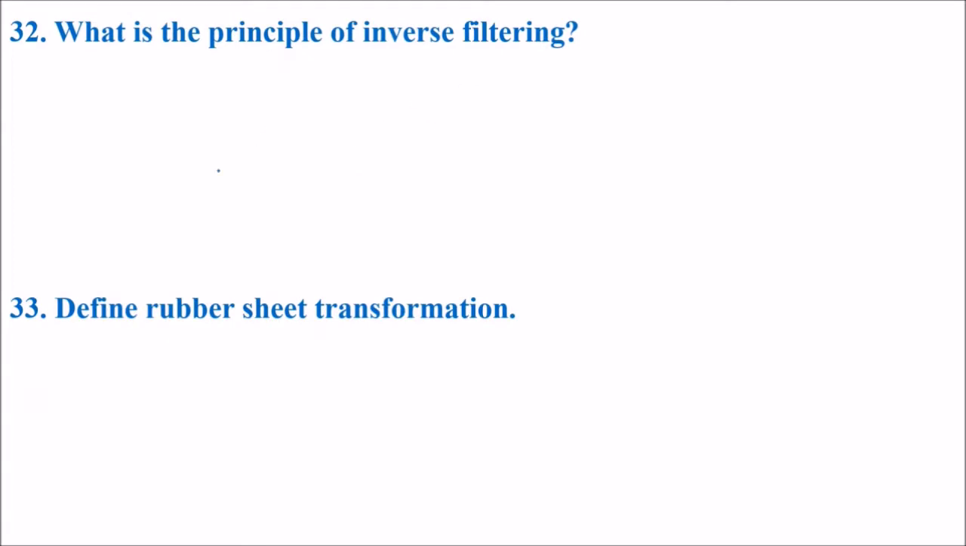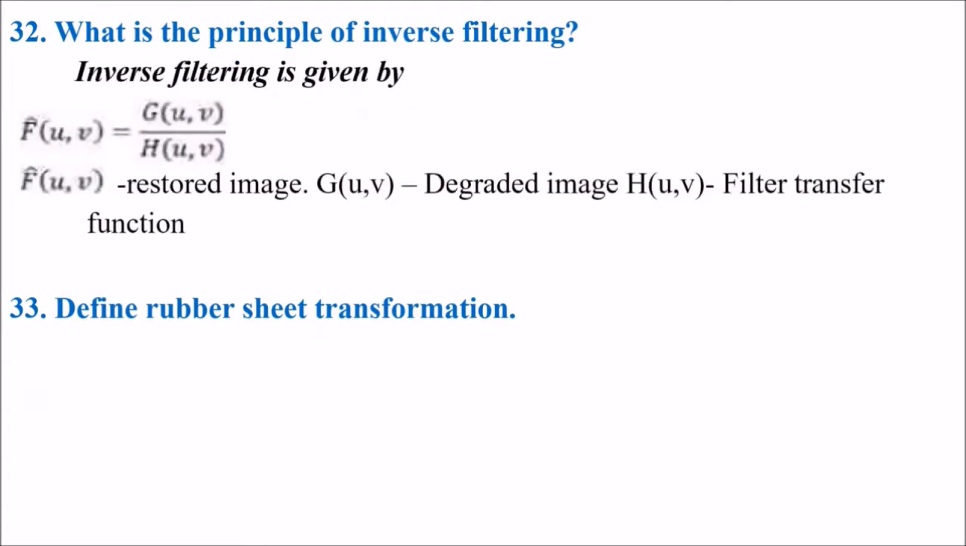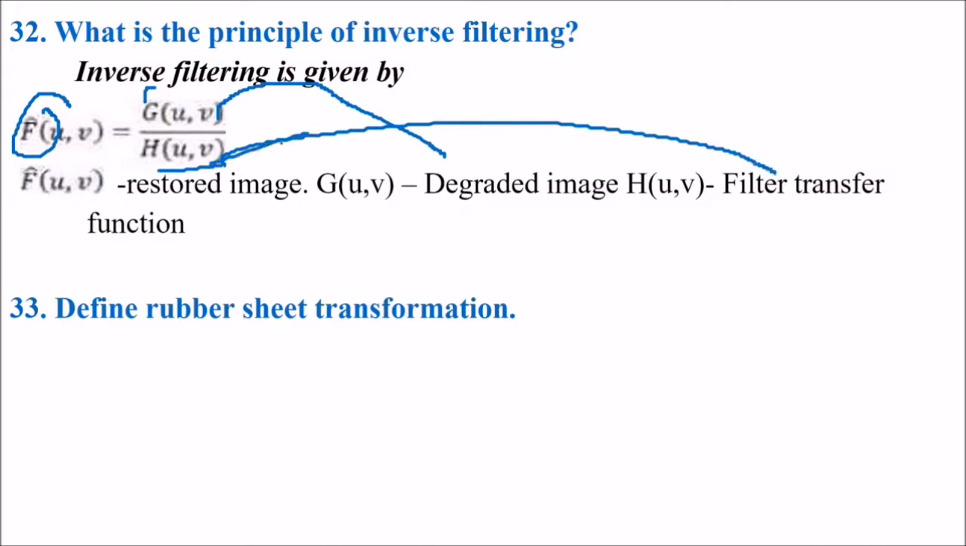What is the principle of inverse filtering? Inverse filtering is given by F cap(u,v) equals G(u,v) divided by H(u,v). So F cap is the restored image, G(u,v) is the degraded image, and H(u,v) is the filter transfer function. Inverse filtering is given by this function.